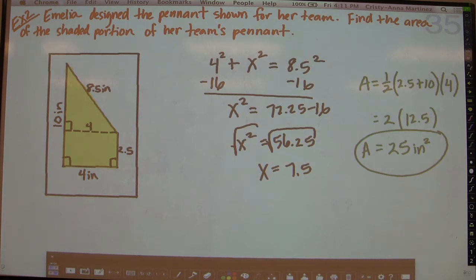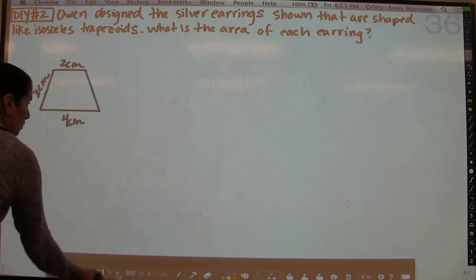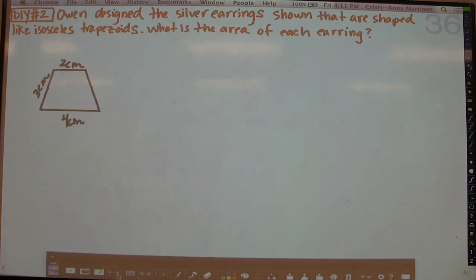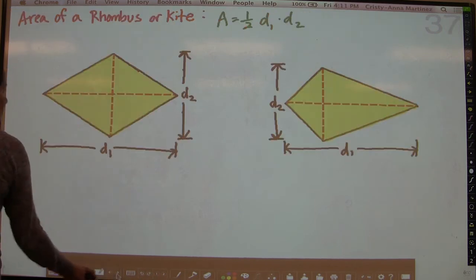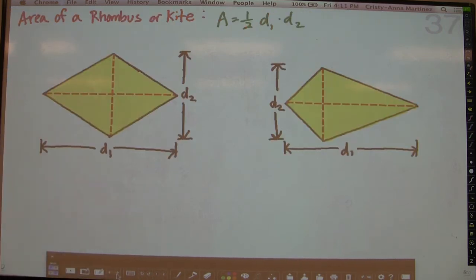Alrighty? And then we're going to let you do this little guy. Now again, these are supposed to be some earrings. If it doesn't look like an earring to you, I'm sorry, but you can probably look in your textbook on page 790 if you want a better picture. Alrighty? So now we're going to go to our second concept here.